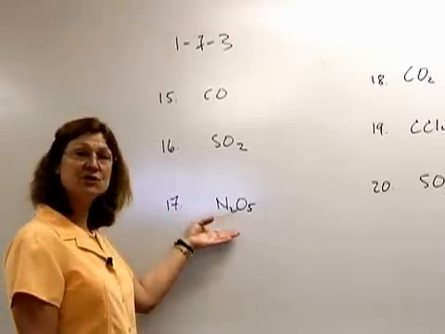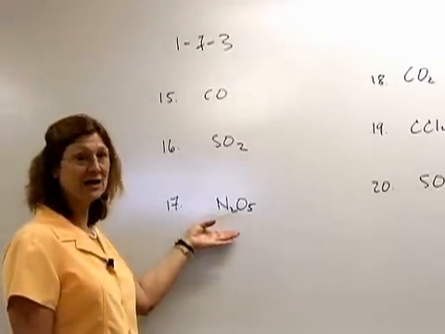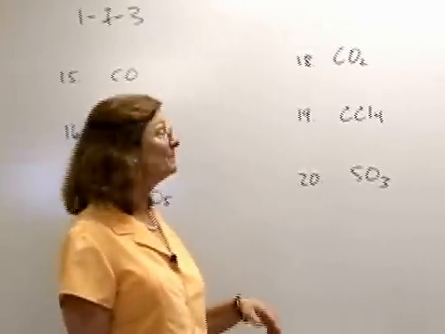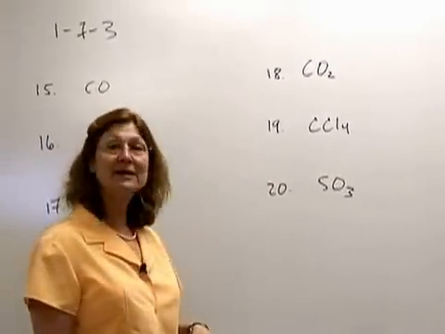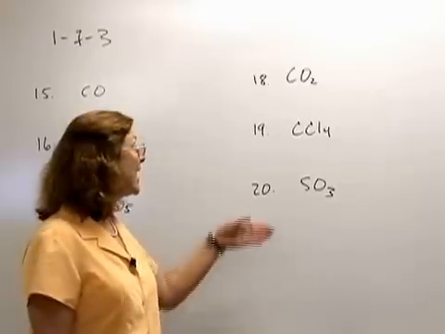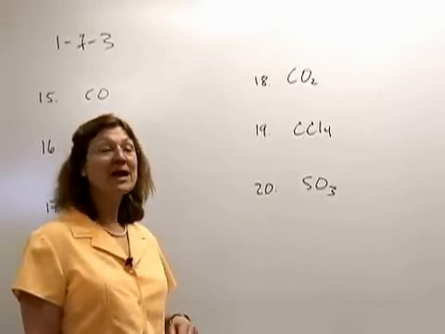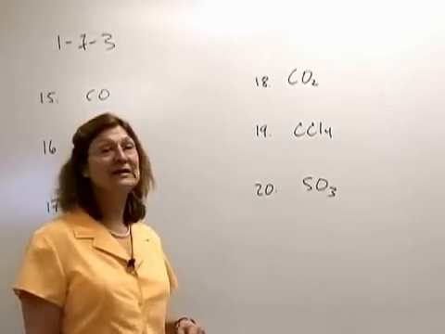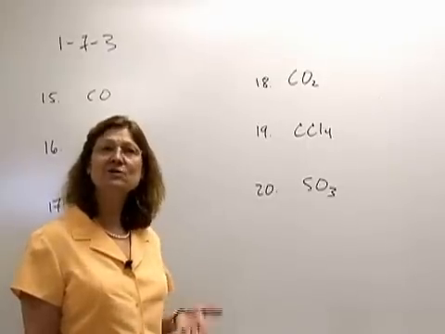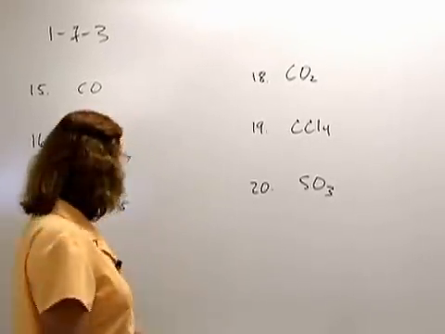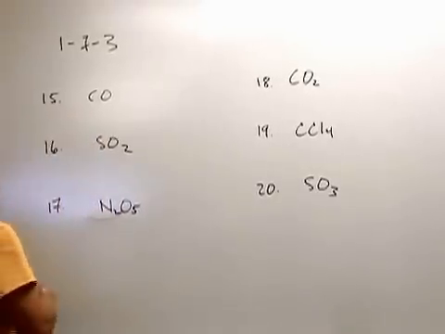17, dinitrogen pentaoxide. 18, carbon dioxide. 19, carbon tetrachloride, and 20, sulfur trioxide. Now, I don't use the prefixes because you need to continually practice how to do those Roman numerals because they're the challenging ones. So we'll work on those together.